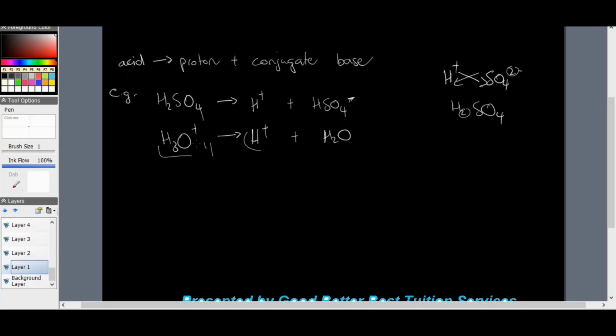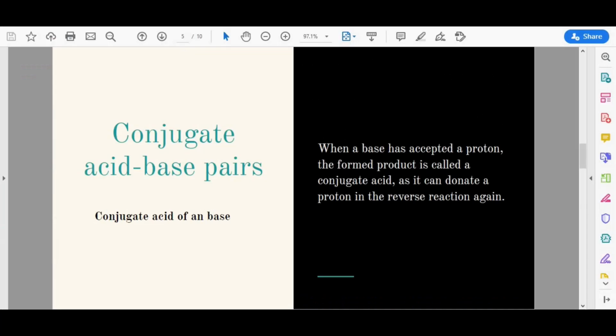which is the sulfuric acid. Okay, so that is how the conjugate base of an acid is formed. Now looking at the conjugate acid of a base. This is a very similarly worded example, except that wherever there was acid, it's now base, and whenever there was donated, it is now accepted, and vice versa.